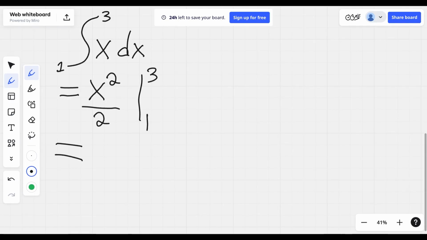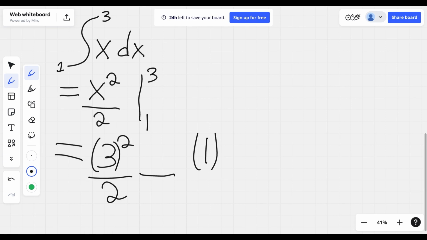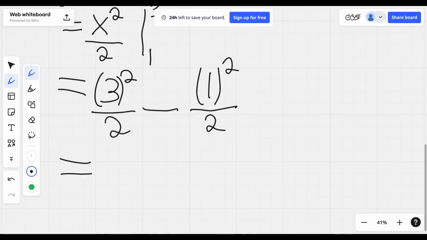So when you plug in 3, you always do b minus a, so you're going to plug in 3 for x minus the a value as x. And then this will give you a value of 4. So that means that the area under the curve f of x equals x from 1 to 3 is exactly 4.